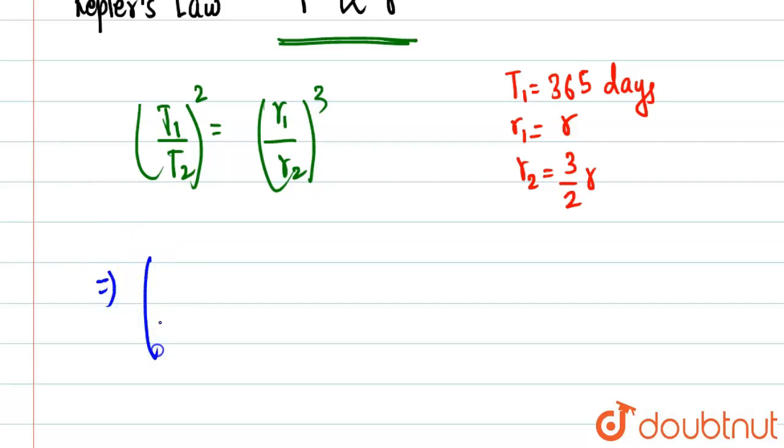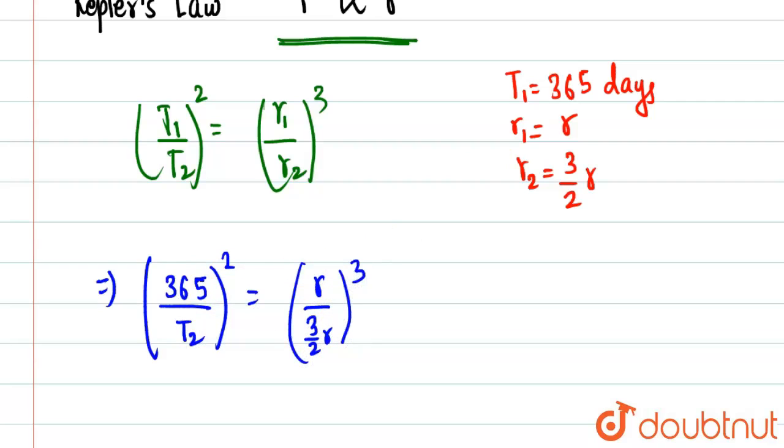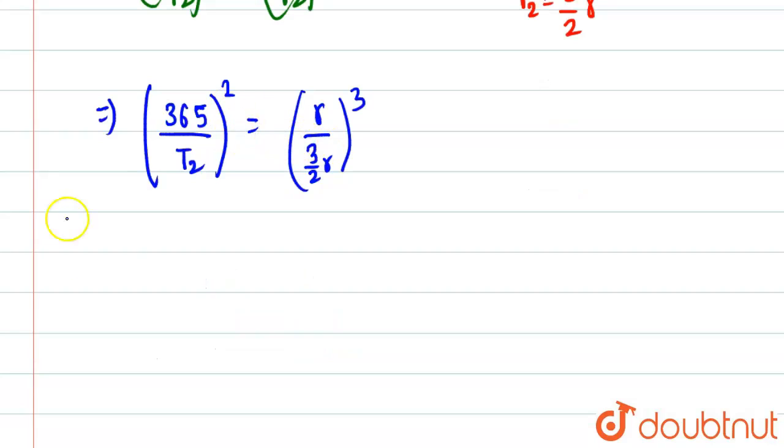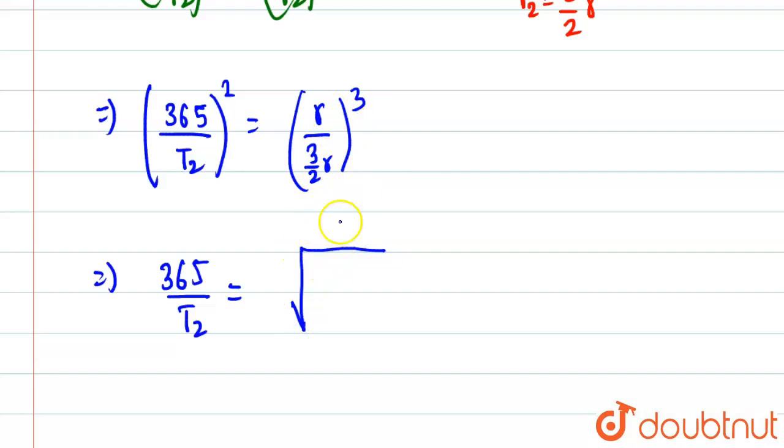So what we're going to get is 365 divided by T2 squared is equal to R1, which will be R, divided by 3/2 into R, whole cube. Okay, so if you see over here, if we cube it, R will be left. So we will have 365 divided by T square, which will be equal to under root of this, 2 will go up and 3 will remain down, and cubed will be 8/27. If you see, 2 cube is 8, 3 cube is 27. Okay, so this is what I have written.